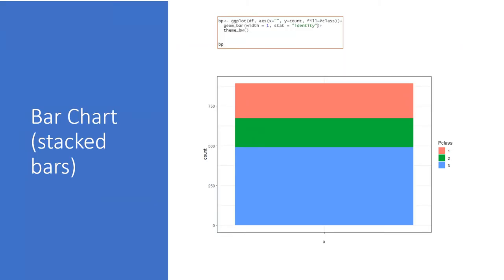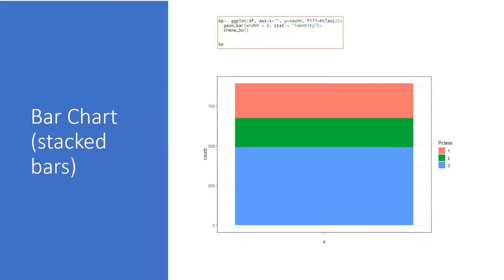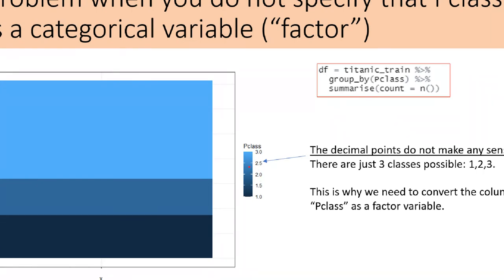So that is a stacked bar chart in which you have the count of the people. The third class is the mode, class number 3 is the mode of the categorical variable Pclass, passenger class. It looks like the second class is the smallest in here. If you had treated class as a numerical variable, it would have given something like this, 2.5, 2.0, 1.5. It wouldn't have treated the variable as a proper categorical variable.